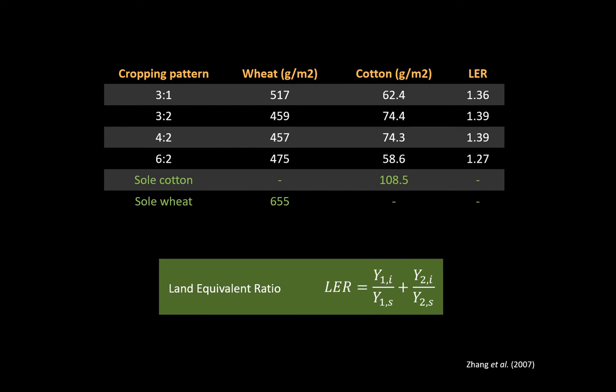And you can see that for these four different intercropping systems, the value of that land equivalent ratio is ranging between 1.27 and 1.39. And this means that these intercropping systems are overyielding, which means that if you want to get a similar yield from sole crops, you would need, for example, for the first cropping pattern, 36% more land to achieve the same yield in sole crop as in the intercrop.